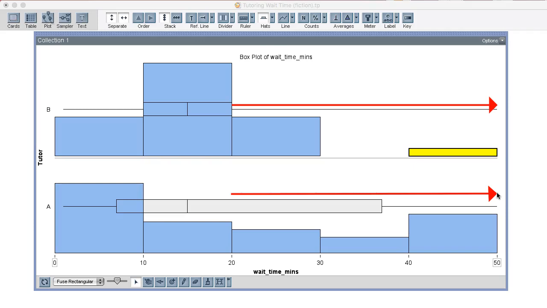Now, using the histogram, we already know that 43% of the students waited 20 minutes or more using tutoring service A. So this concludes our comparison of box plots and histograms.